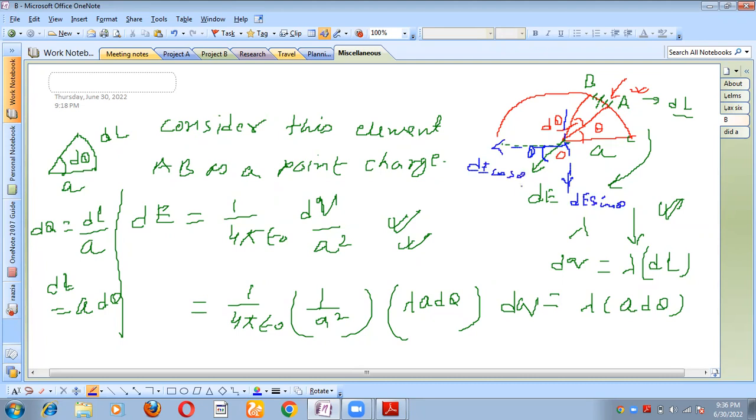Getting my point or not? This electric field will have two components. Since it is a vector quantity, it must be broken into two components. One is dE cos theta and another is dE sin theta. Has everyone got this point, how I have broken this into two components? Yes, sir.